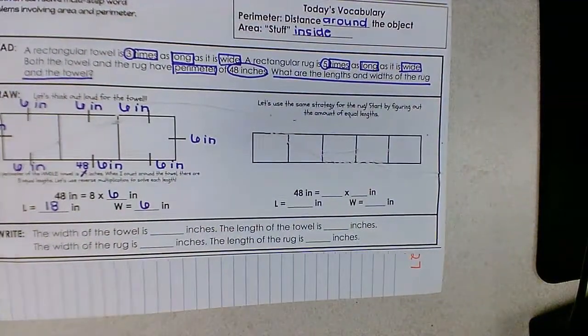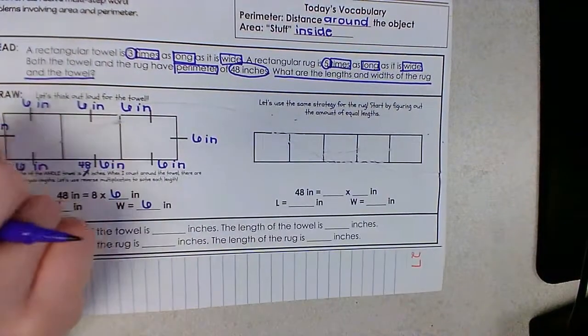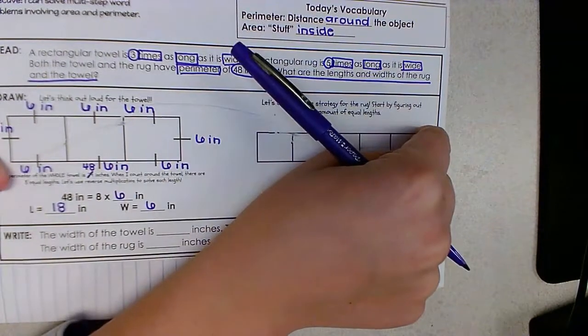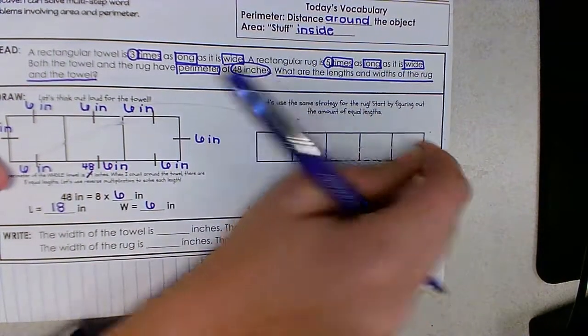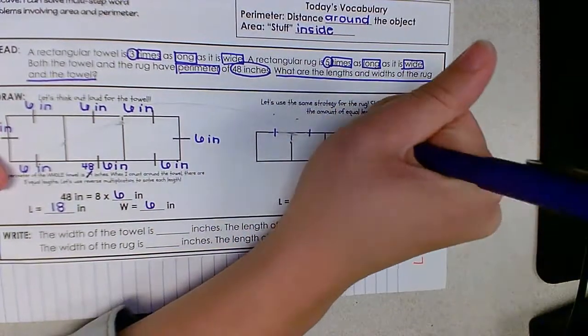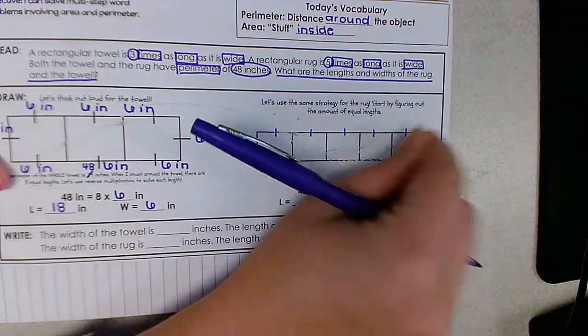Now let's try it again. Let's use the same strategy for the rug. Start by figuring out the amount of equal lengths. Now, I gave you a rug to count up the equal lengths on, because remember that the rug is 5 times as long on one side as it is wide. So let's draw tick marks for each of our equal lengths. There's the 5 groups of them.